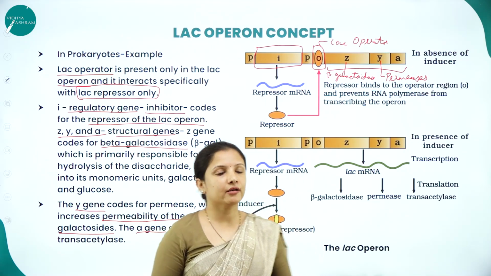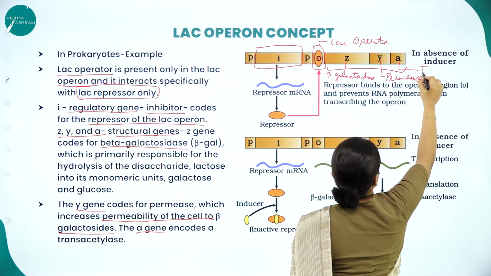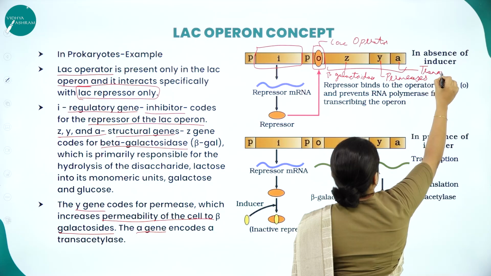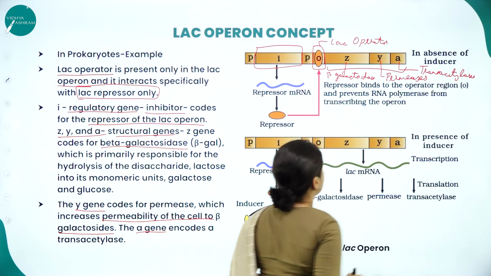Moving further, what is the function of the A gene? The A gene encodes a protein. It produces the enzyme called transacetylases. So what they do, we will look into.